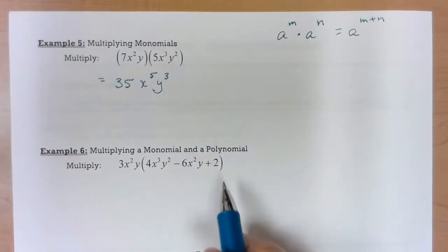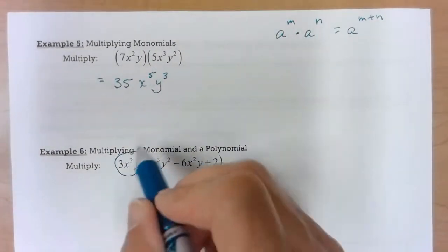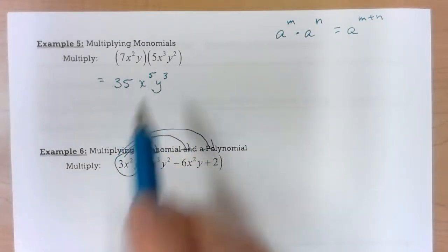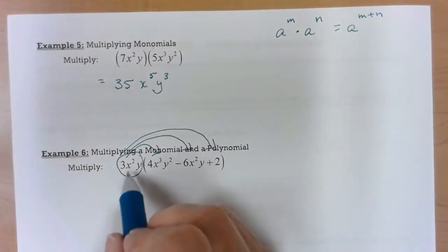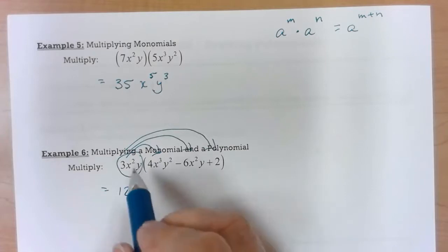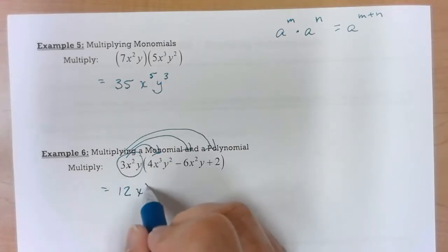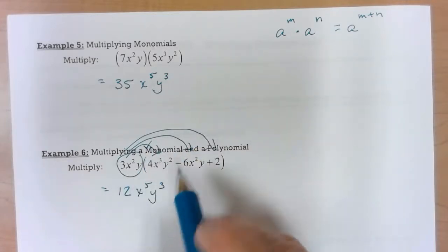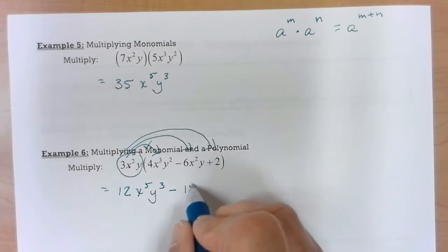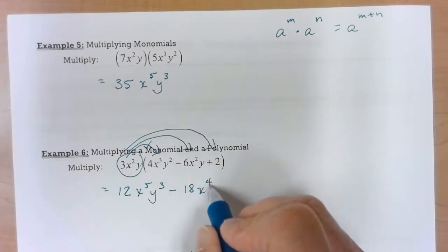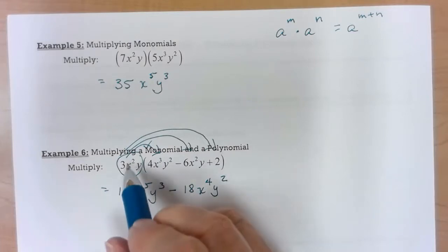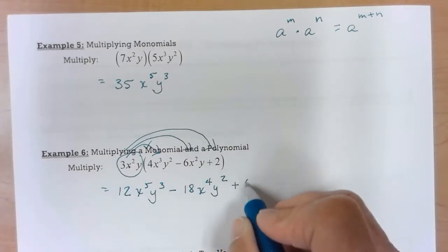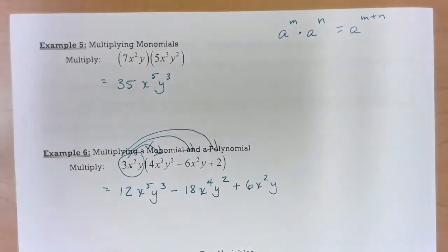Now I've got a monomial times a polynomial, so this gets distributed all the way through. So it's sort of like doing multiple monomial times monomials. So the first one, 3 times 4 would give me 12. X squared times x cubed, x to the 5th, y times y squared is y cubed. So that one's done. 3 times negative 6 is a negative 18. X to the 4th, y squared. This one times my very last, all I have to do is multiply that by 2. So I'm going to have a plus 6x squared y. And that's it.